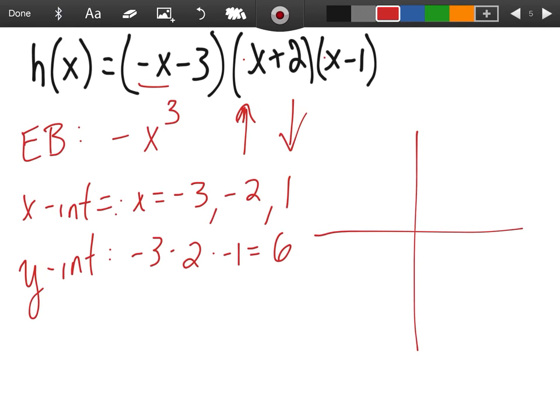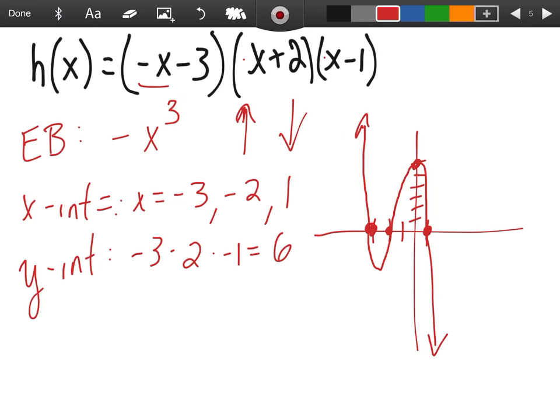Let's graph h of x. 1, 2, 3. I have an x-intercept at negative 3, negative 2, and positive 1. My left arrow points up. My right arrow points down, and I still go through 3, 4, 5, 6, a y-intercept of 6. So I go down, come back through, up, and then come down.